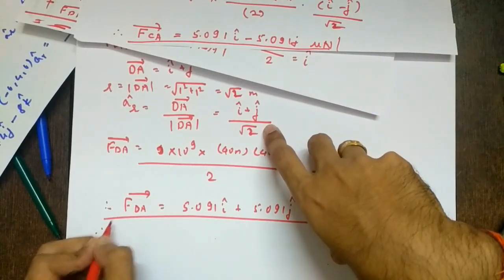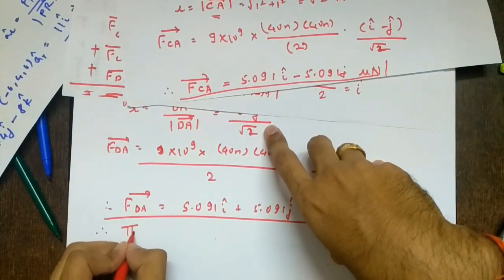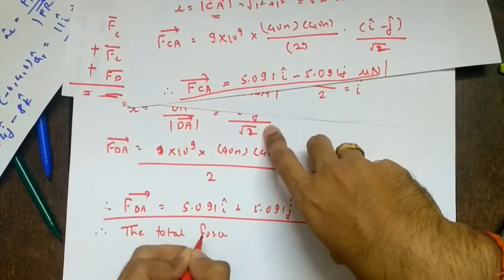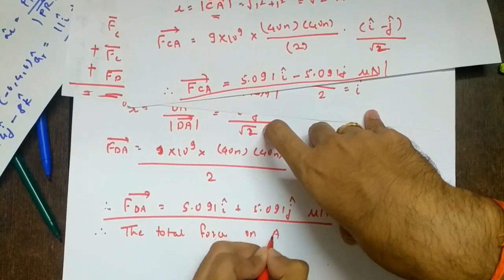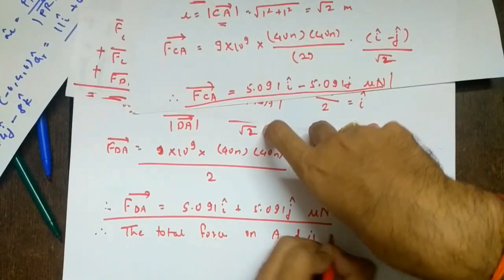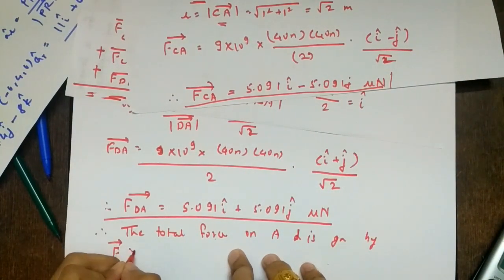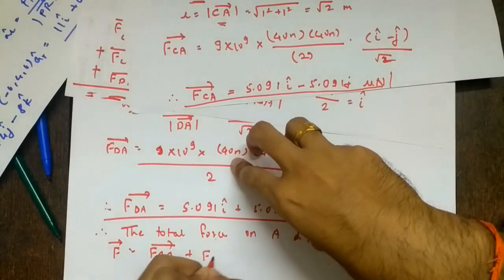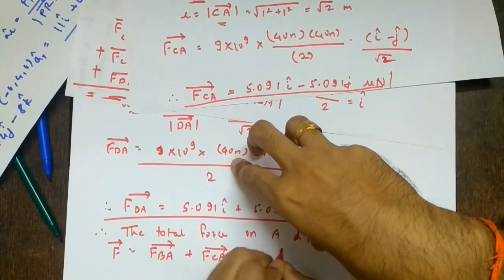So now what will we write? This is the intermediate answer for FCA plus DA plus BA. What will be the total force? They have asked for the total force, so we have to write it this way in the exam. Therefore, the total force on A is given by F vector equal to FBA vector plus FCA vector plus FDA vector.